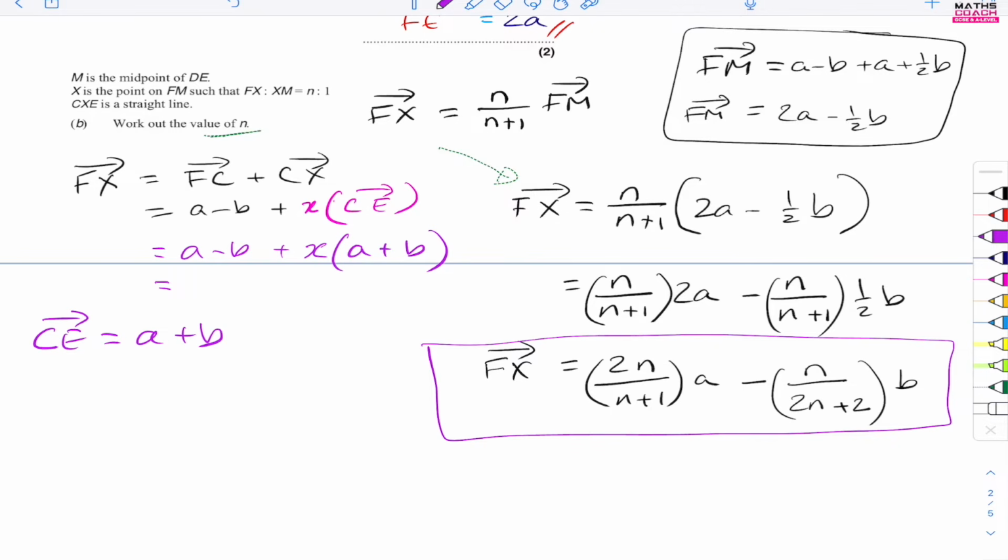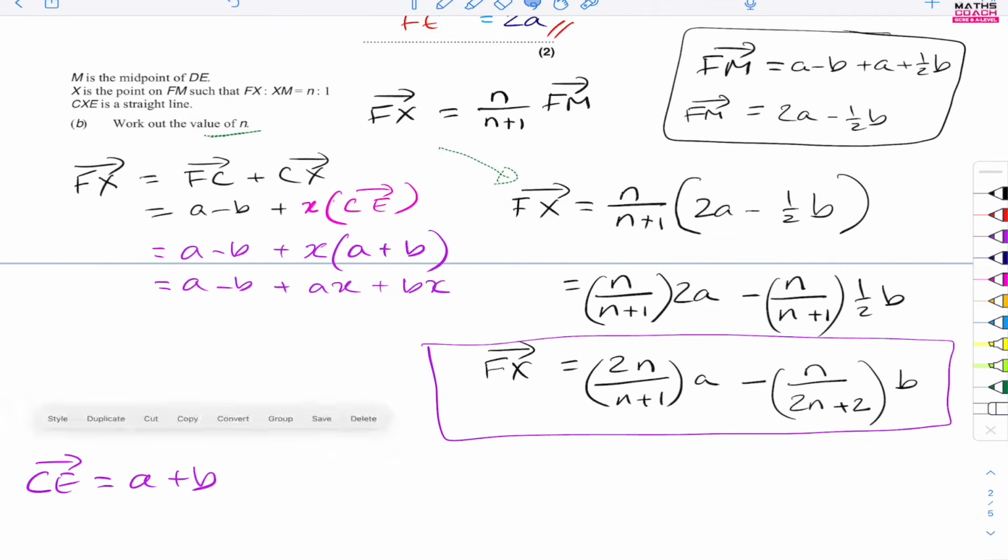Let's collect all the like terms now. So what do we have? Let's expand that out. a minus b plus ax plus bx. Now I'm going to move this down a little bit because it is going to get in the way. How many a's do we have? Now we can't actually collect them together, but what we can do is collect them and then factorize the a out. Before I do that, some of you may get stuck on this step, so I'm going to break it down for you.